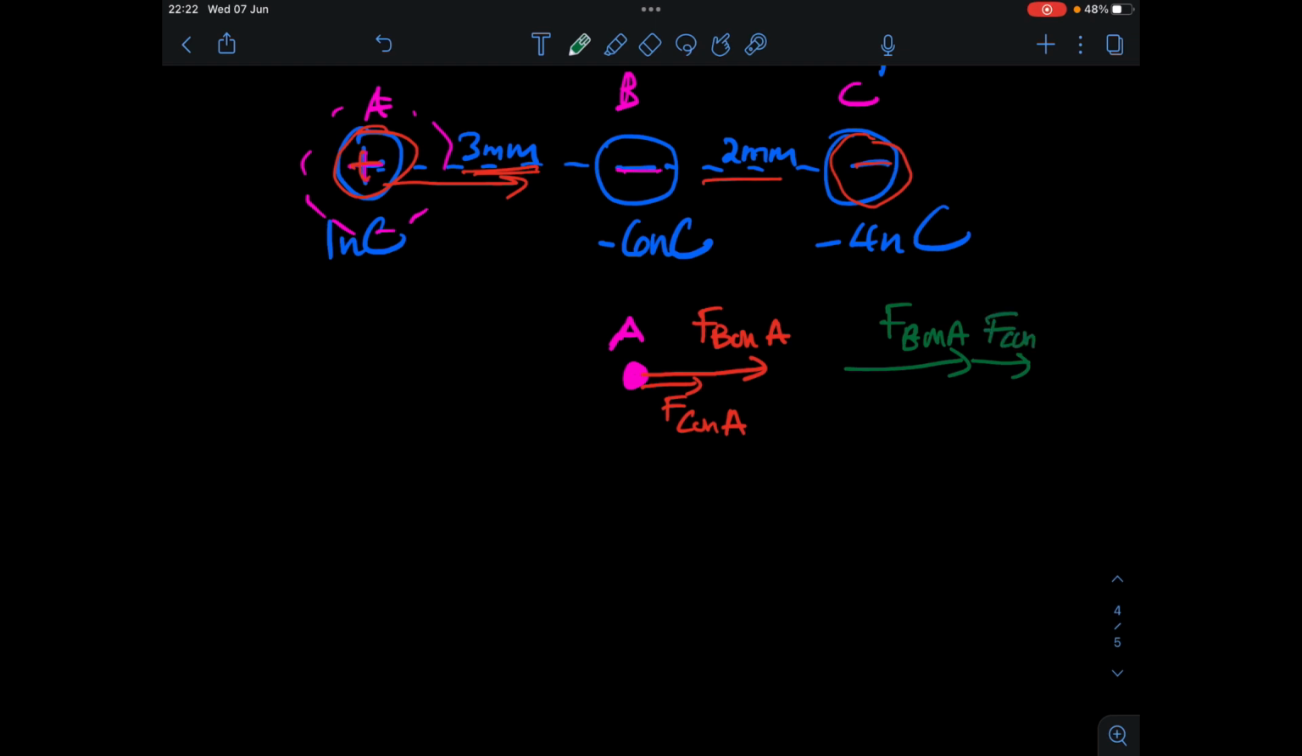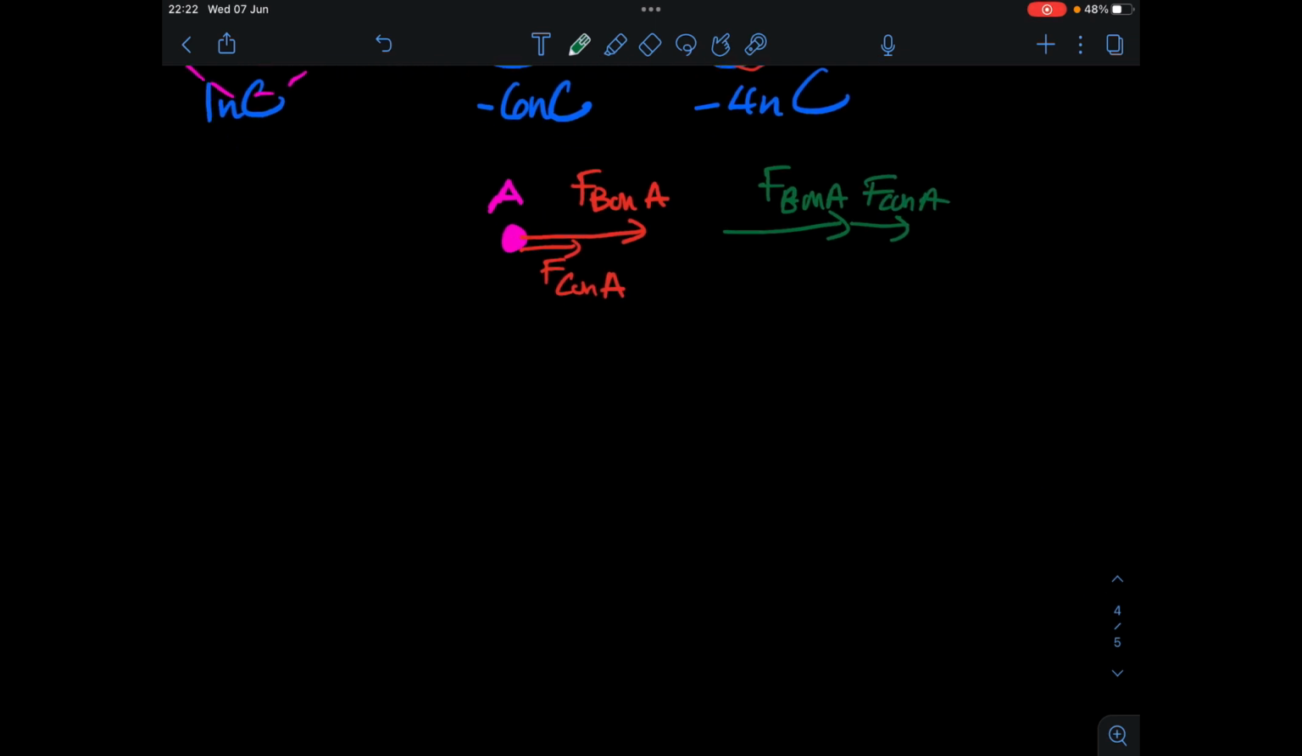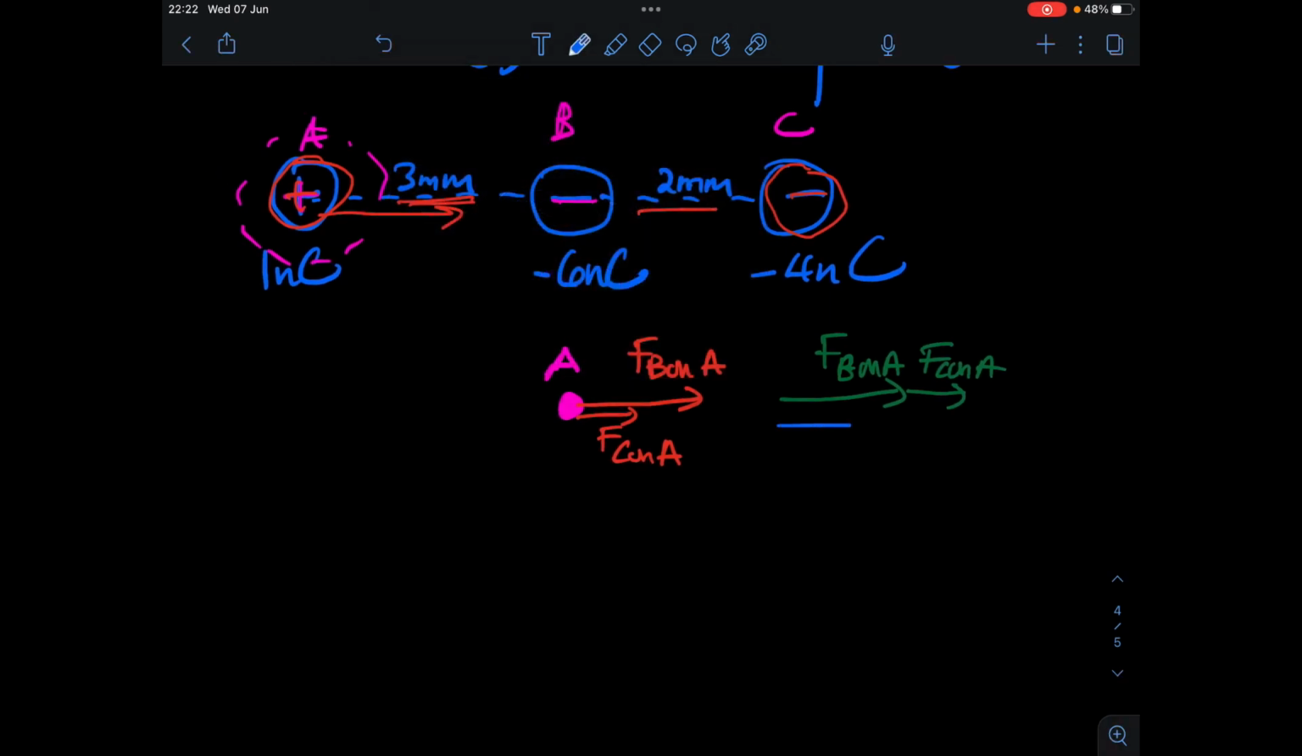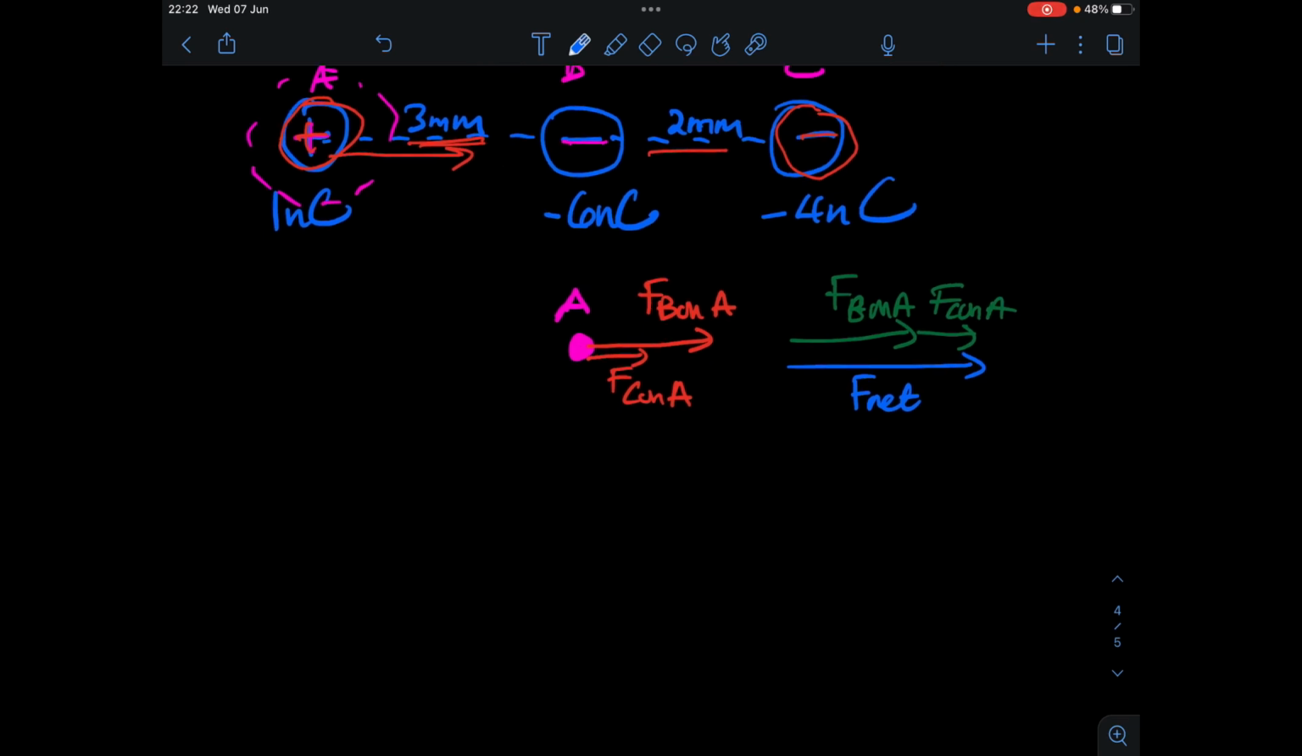It's going to be a force of C on A. And then the resultant will be the tail of the first vector to the head of the last vector. So this is the net. So we know the net force is going to go to the right. In terms of calculation, what are you going to do to calculate the net force? You have to calculate these forces each first.